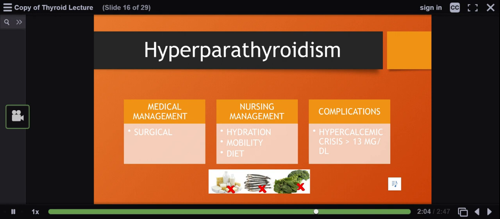Untreated hyperparathyroidism can lead to a hypercalcemic crisis. And this is when serum calcium levels rise above 13. This can cause severe neurological, cardiovascular, and kidney complications. In this sense, the client is emergently treated with large amounts of IV fluid. As a nurse, we'd want to be monitoring for any fluid overload. And they would also be treated with calcitonin, which is a medication that promotes renal secretion of calcium.